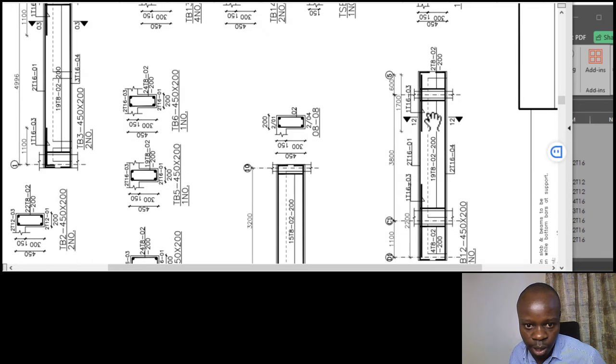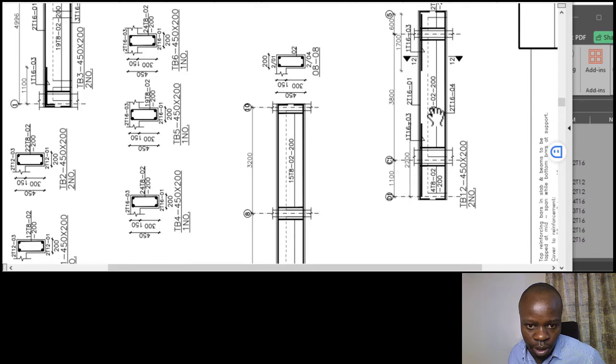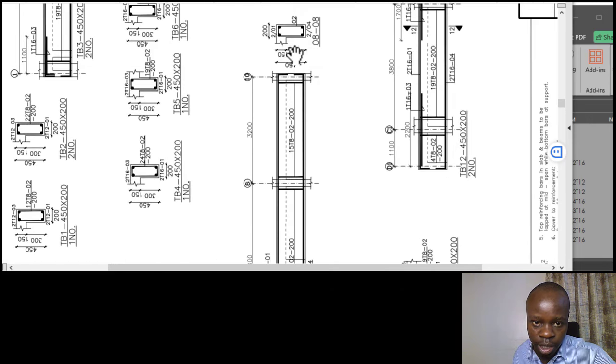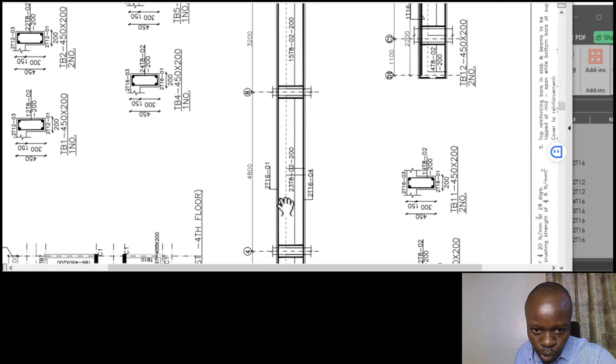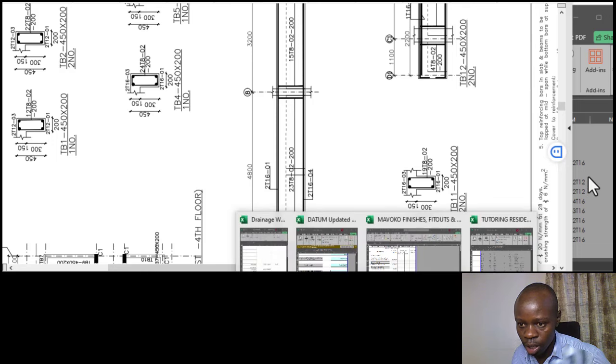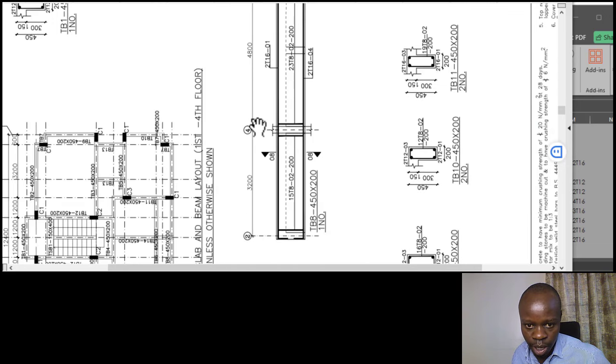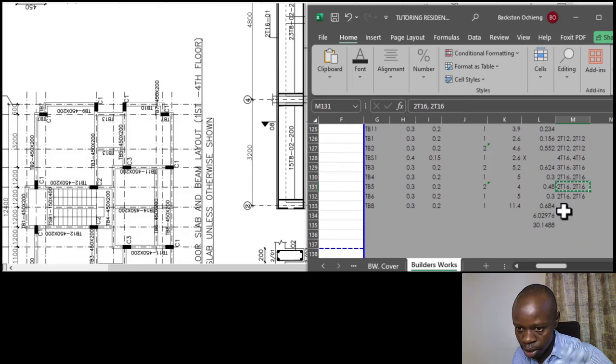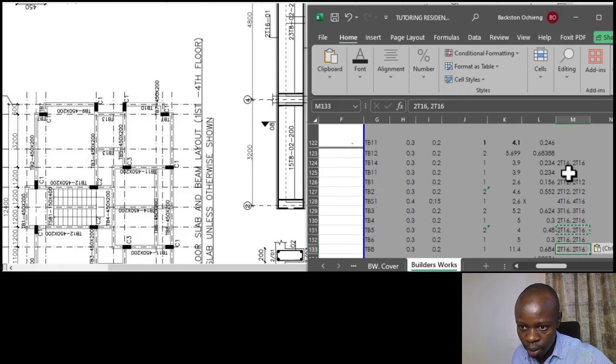Let's see what next. The next beam is TB8. Let's see TB8. TB8, the detail is here. These are 2T16. TB8, they're T16 each. Can copy that, and then look for TB8. TB8 is here, then paste it there.